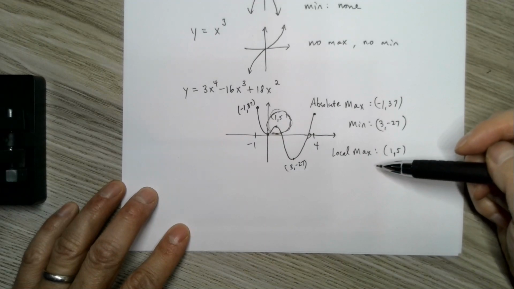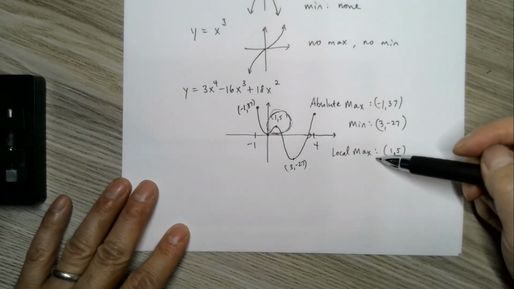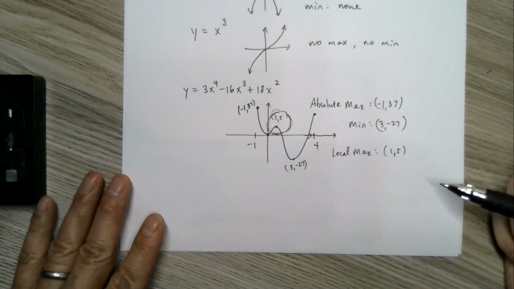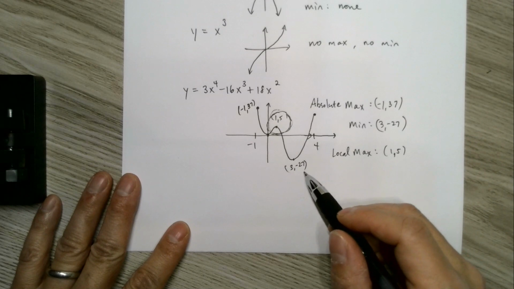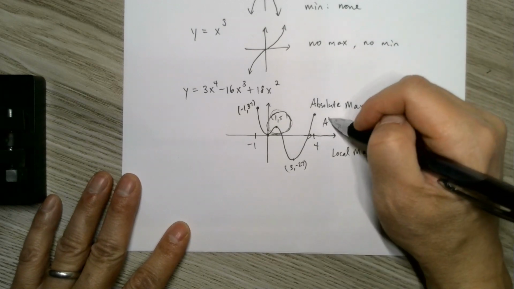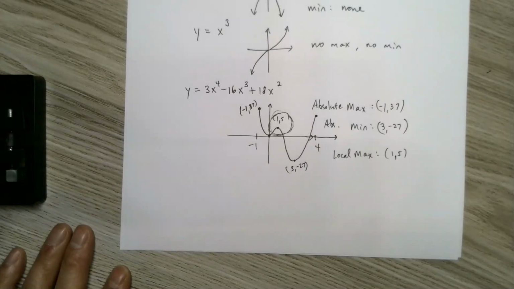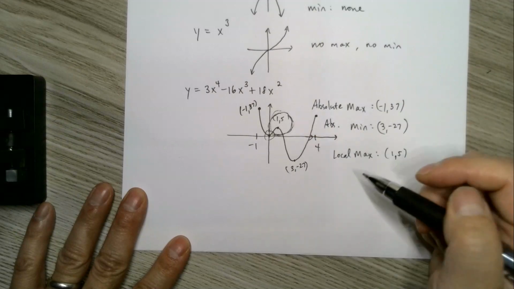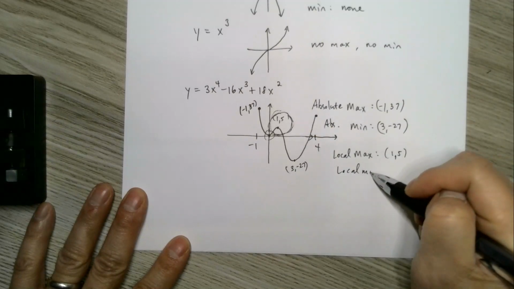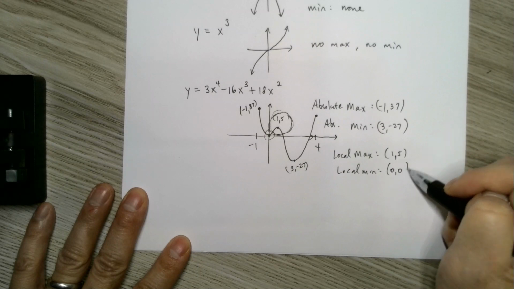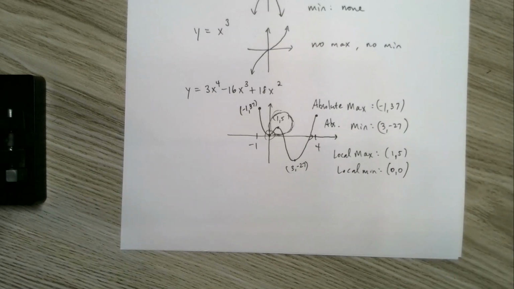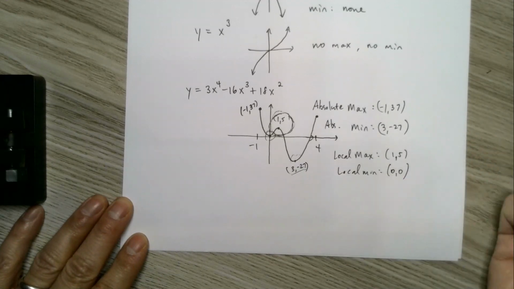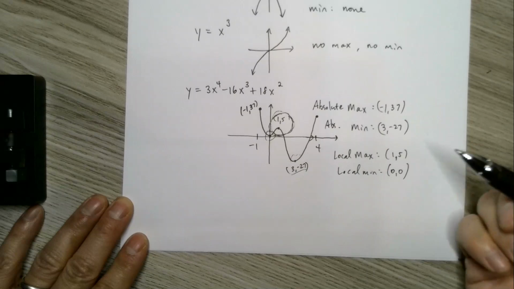Absolute max is the highest of the entire function. Local max is just the top of a hill in the local neighborhood. The (3, -27) is definitely the lowest, so that is an absolute min. And, oh, I forgot about this. The origin. There's a local min at the origin. And could you say that (3, -27) is also a local min? Yes, you could definitely say this is a local min.